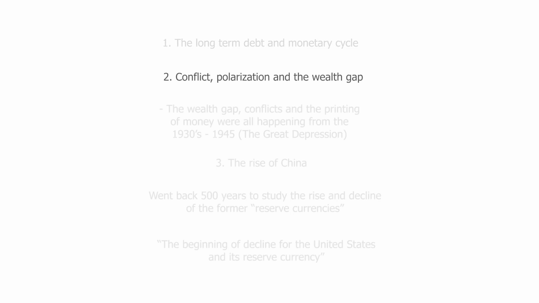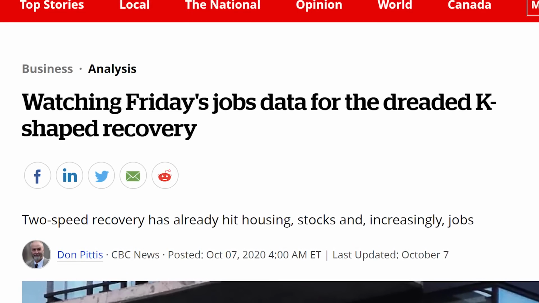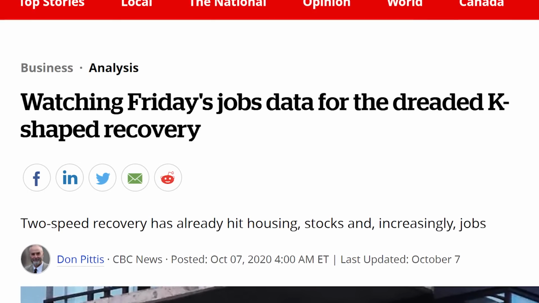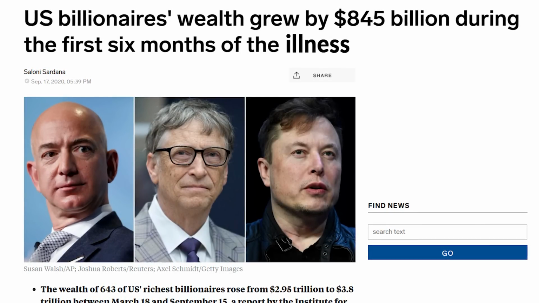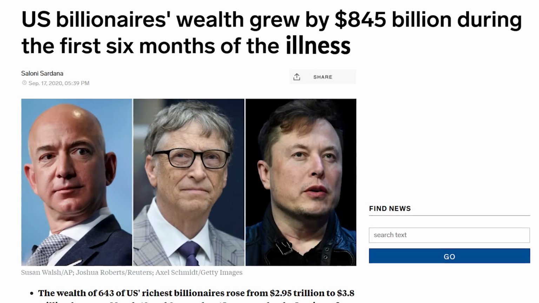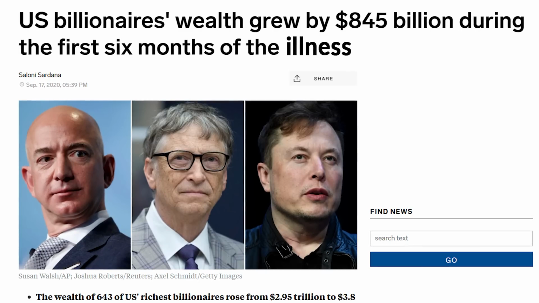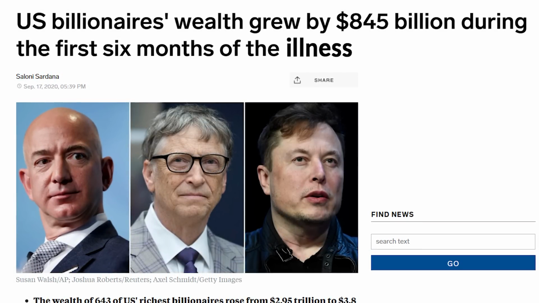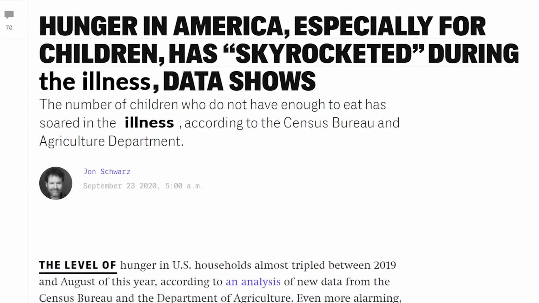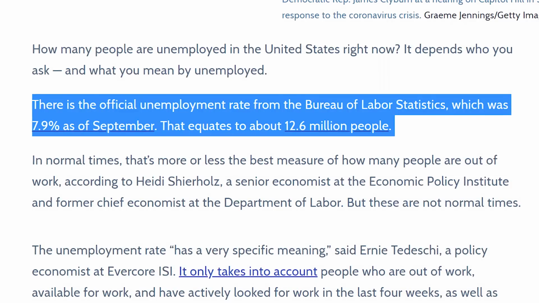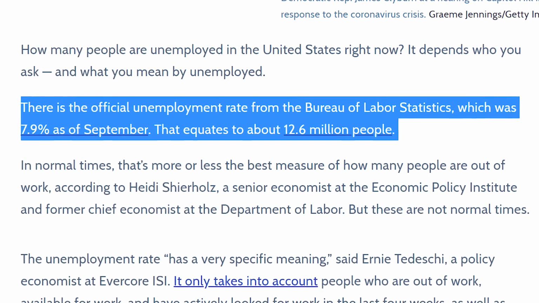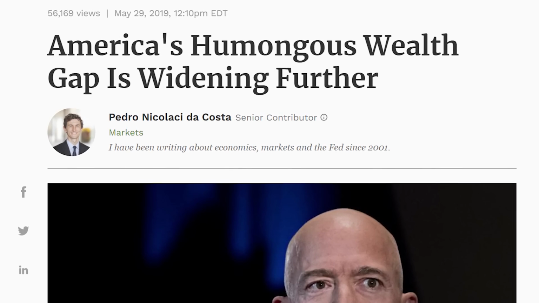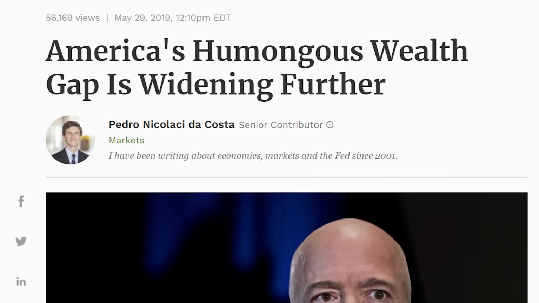The second force is the wealth gap, and the conflicts that spawn from it. I'm sure many of us have heard that we are now in a K-shaped recovery, which means that the rich are getting richer while the poor are getting poorer. It's actually reported that the top 643 richest people in the United States have grown their net worth by $845 billion in the first 6 months of the illness, all while the level of hunger in US households has almost tripled in the last year, and millions are currently left without work. It's this wealth gap that leads to the conflicts that we are seeing today. And obviously there are more factors, but wealth inequality plays a serious role here.